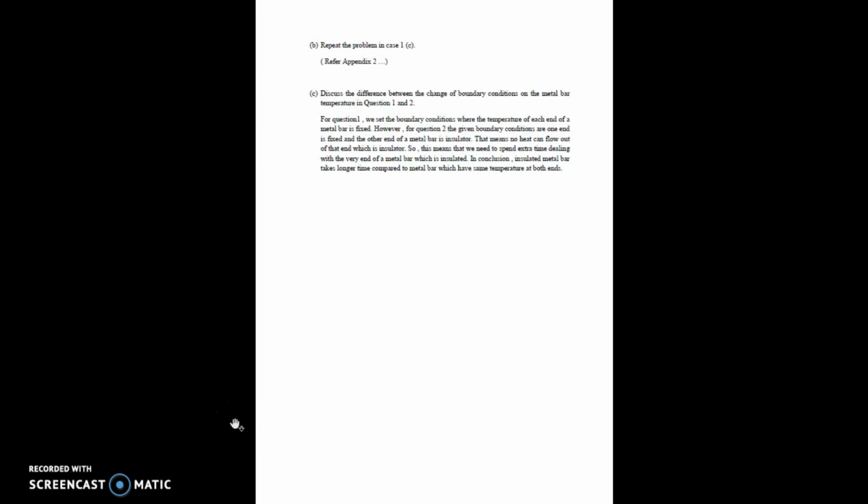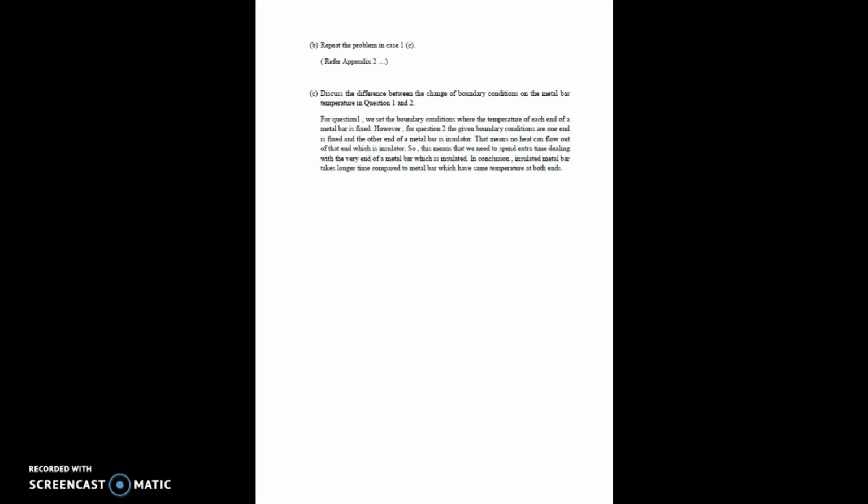Part C, let's look at the difference between the change of boundary conditions on the metal bar temperature in question 1 and question 2. For question 1, we set the boundary conditions where the temperature of each end of a metal bar is fixed. However, for question 2, the given boundary conditions are one end is fixed and the other end of a metal bar is insulated. That means no heat can flow out of the end that is insulated.